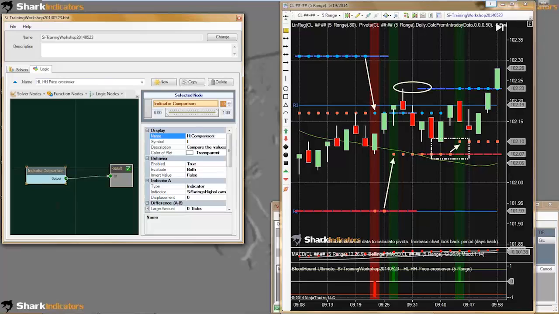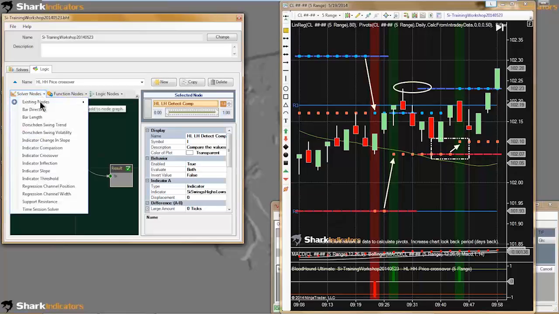So I'll name this the higher low and lower high detection, something like that.